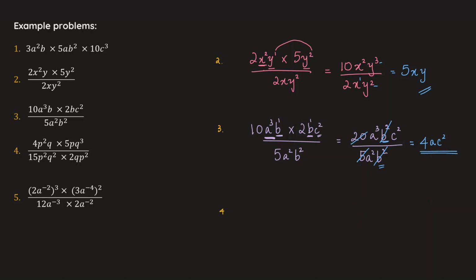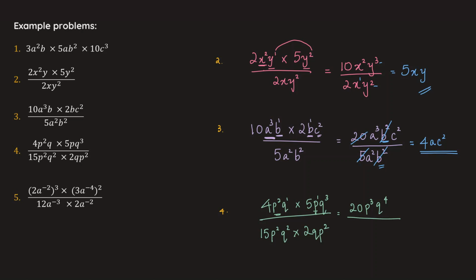Right, let's go to the fourth question: 4p squared q times 5pq cubed, divided by 15p squared q squared times 2qp squared. First let's simplify the numerator on top. That is 4 times 5, coefficients getting multiplied together, that is 20. P squared and p, that is p to the power 3. Q to the power 1 times q to the power 3, powers add, so q to the power 4. So that is the simplified version of the numerator.